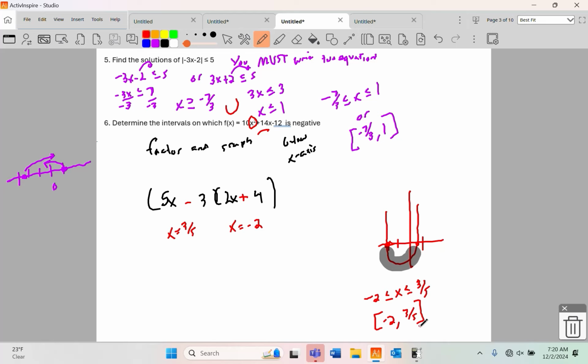And Milbrath is making a mistake. So let me erase all that. I don't need the equality symbols because there is no equality. If you touch these points, you're 0. Sorry about that. So there you go, negative 2 to 3/5.